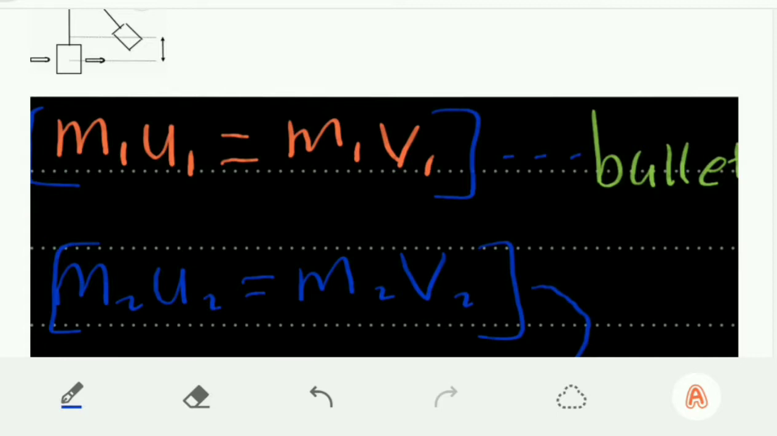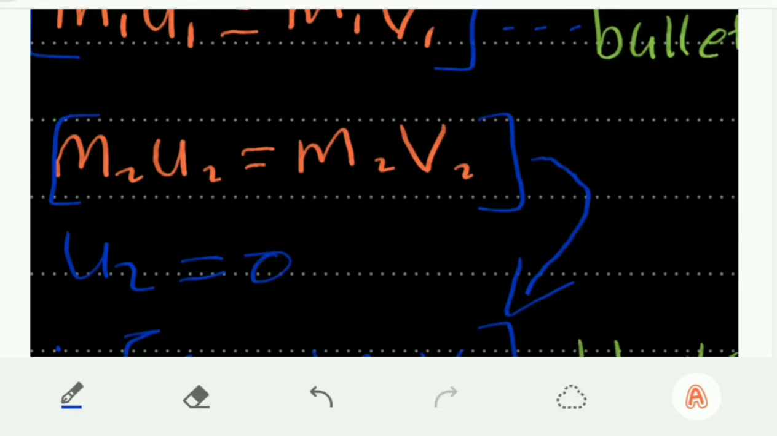The block will be considered as m2 here. Okay, so if the block is considered as m2, we are going to have m2 u2 equals m2 v2. It's going to have the initial momentum and also the final momentum.